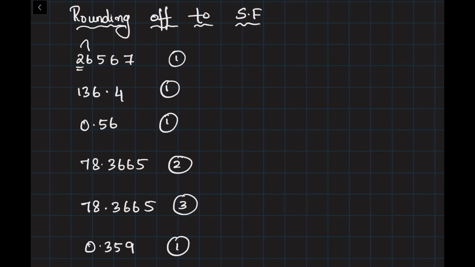So let's use the rules. The next number is greater than 5, so you have to add 1 to the number 2. That makes it 3, followed by a set of zeros: 1, 2, 3, 4. Understood? So that's how you round off to a particular number of significant figures, and especially in the case of whole numbers, you have to be careful when you round off.